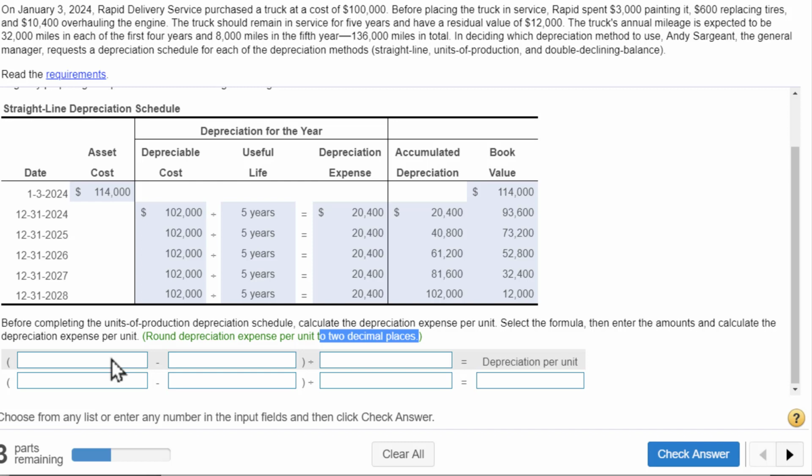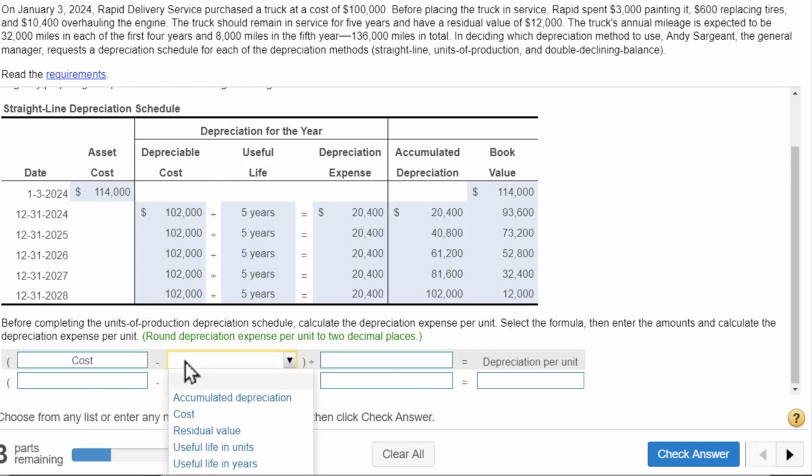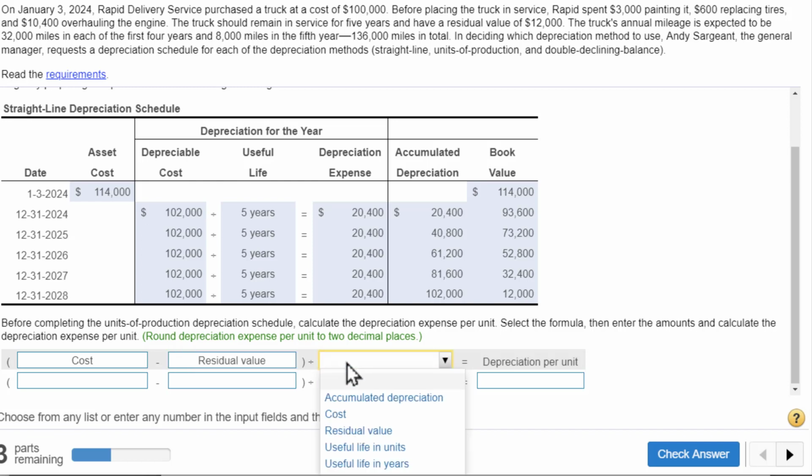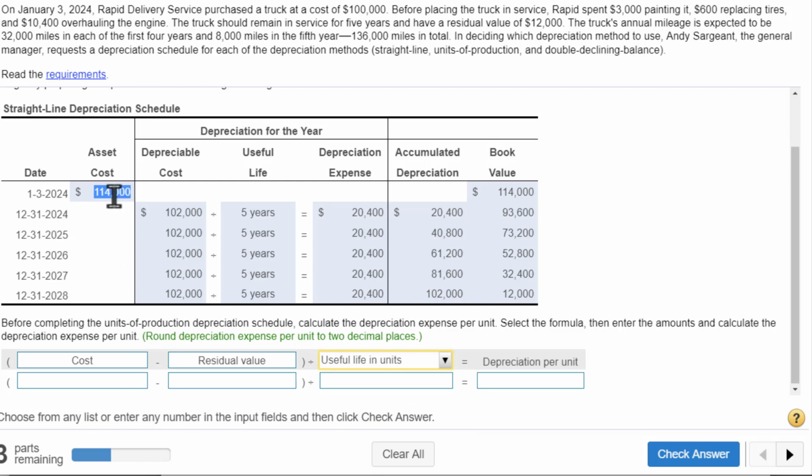So to calculate the depreciation per unit, which is depreciation per mile in this case, we're going to take the cost minus the residual value divided by however many miles we think we can drive it, so useful life in units. The cost is 114,000. Residual value is 12,000, which of course we got from here. Useful life in units, let's see, we think we can drive it 136,000 miles. So 114,000 minus 12,000 divided by 136,000 gives us 0.75. So 75 cents per mile driven.